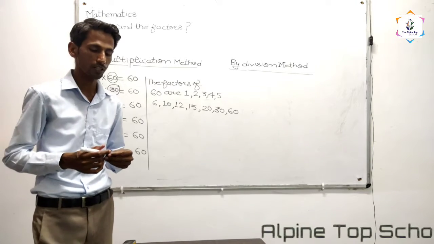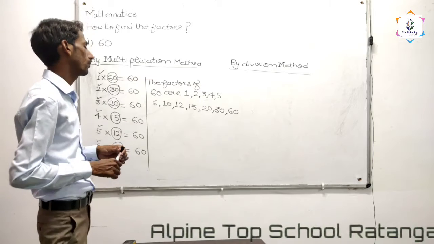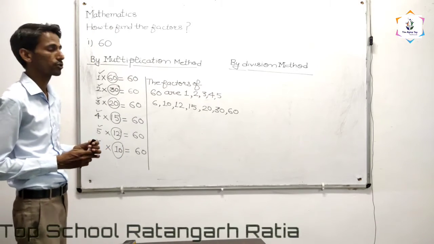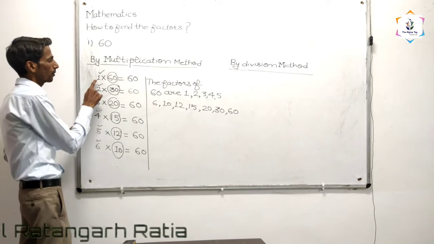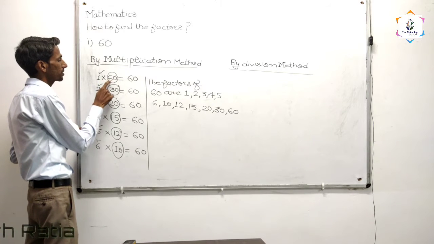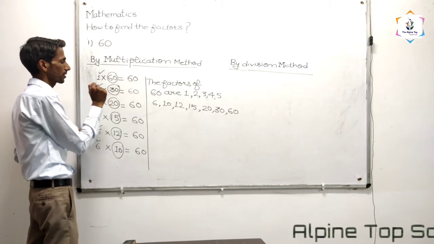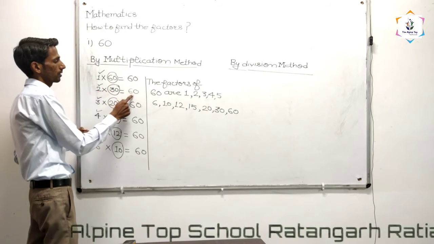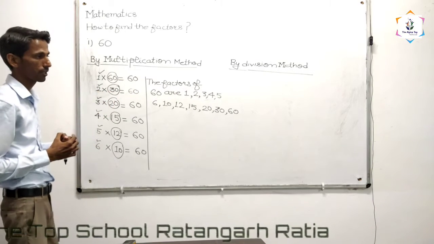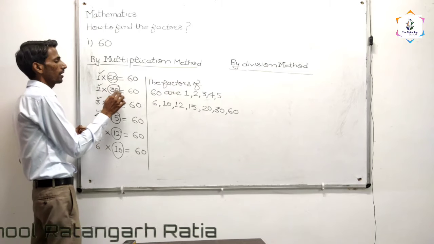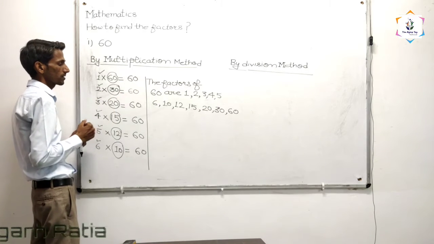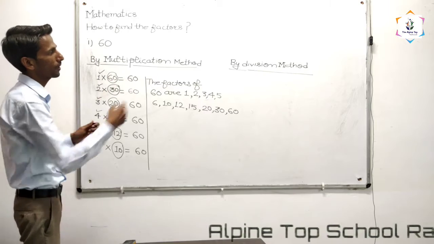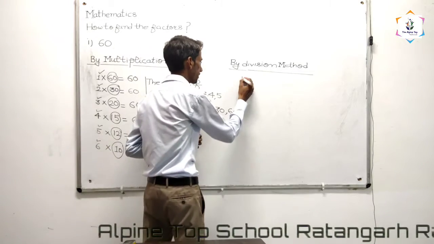Now dear students, now we have to find the factors of 60 by which method? Okay, dear students, in the beginning of this lesson, I have already told you that these two methods are related to each other. Here we are observing, when we multiply 60 with 1, we shall get 60, and when we multiply 30 with 2, then we get 60. It means when we divide 60 by 2, we shall get 30. The same pattern we have to use here. See carefully.